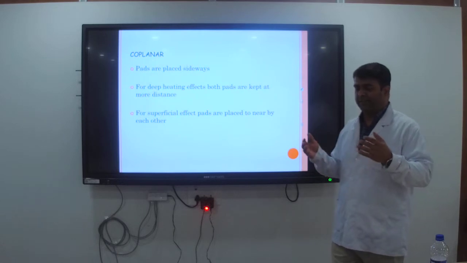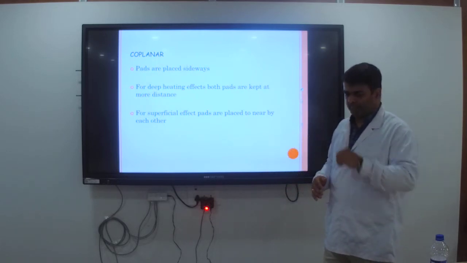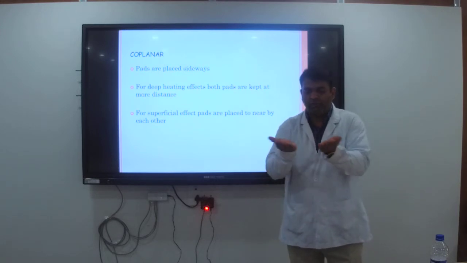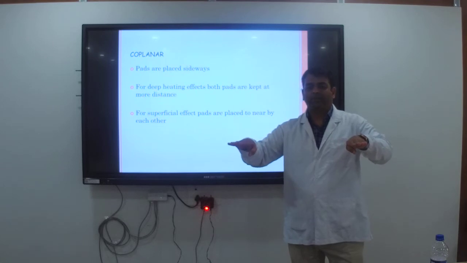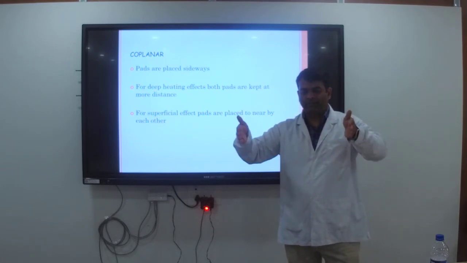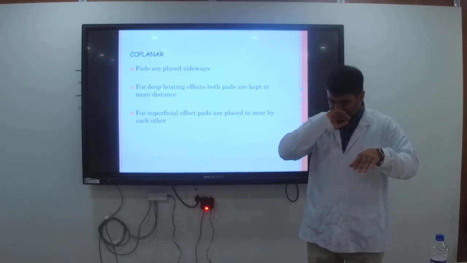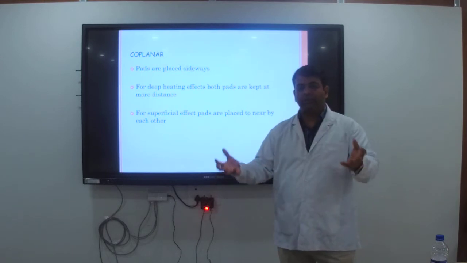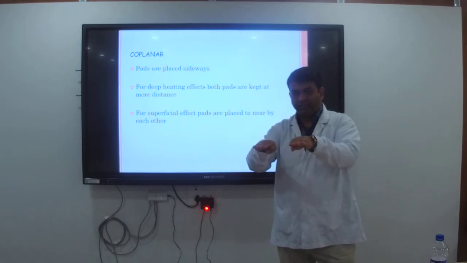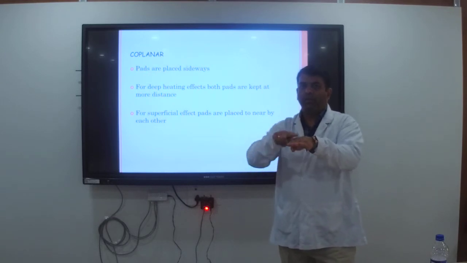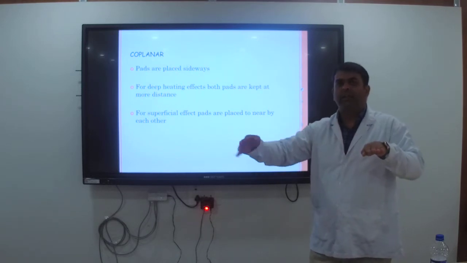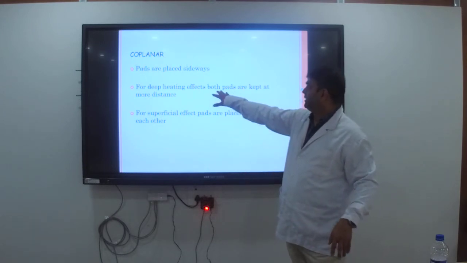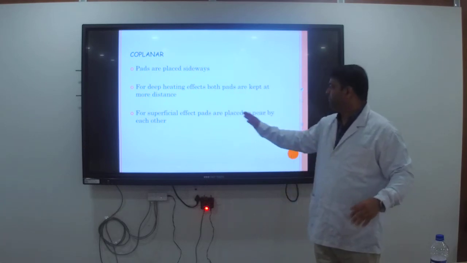So if it's deep muscle pain, or if it's a chronic pain, you need to apply both pads at a greater distance. They should not be near to each other. So what happens is that the whole area between the two pads over your back gets the electromagnetic heating, so it goes deep into the muscle, deep into the tissue. If you reduce the distance, the targeted area is reduced. The current will be only in the pads nearby each other. So you increase the distance, you increase the depth of the heating. You reduce the distance, you reduce the depth of the heating. So both pads at more distance for deep heating, and pads placed near each other for superficial heating.